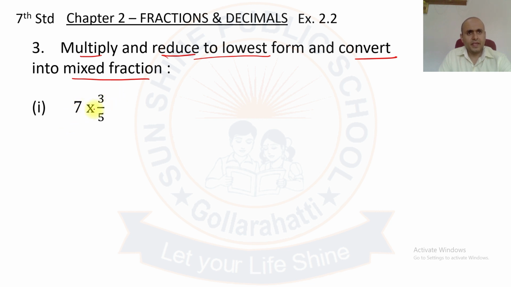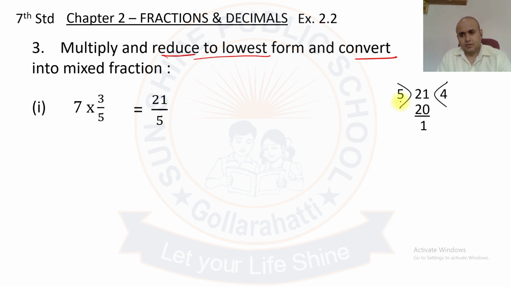So let us multiply numerator to numerator, that is 7 into 3 by 5 which is given. 7 is nothing but 7 by 1. So you should multiply numerator to numerator, 7 3s are 21, and the denominator is 5. When you divide 21 by 5, you get 5 4s are 20 and 1 as remainder. So the remainder 1 goes to the numerator and 5 stays as the denominator.